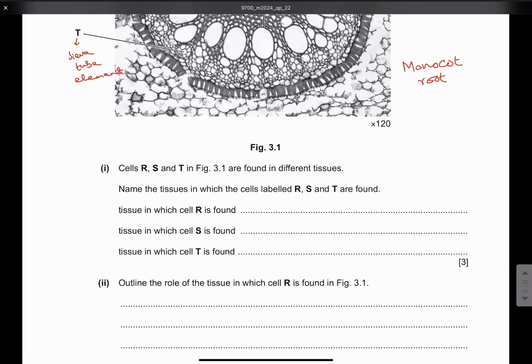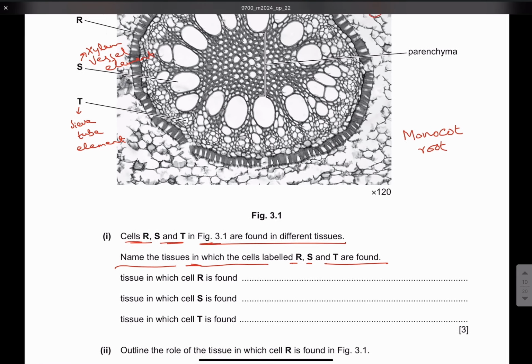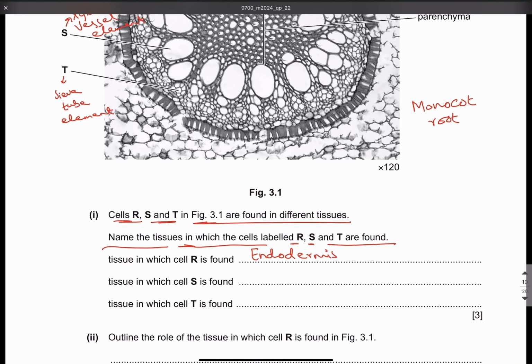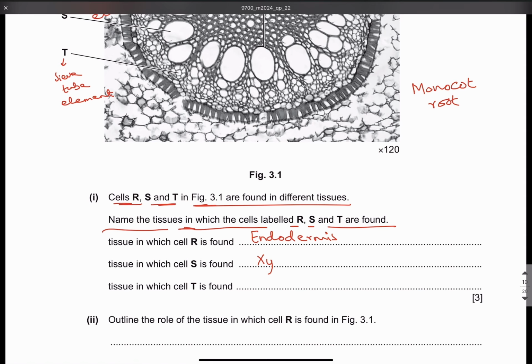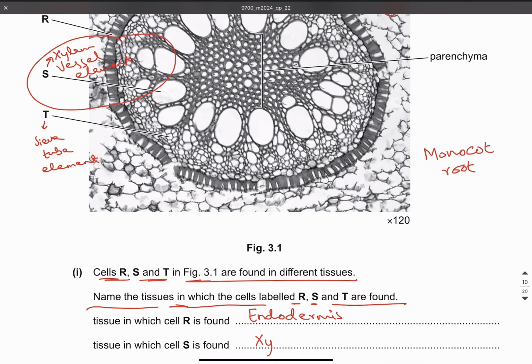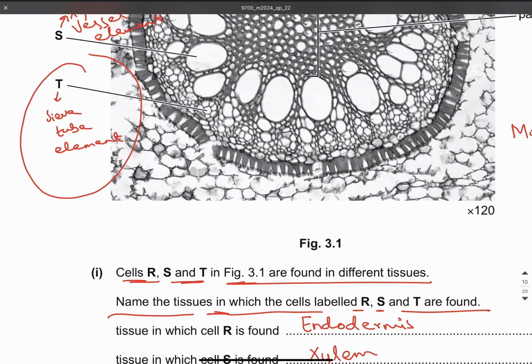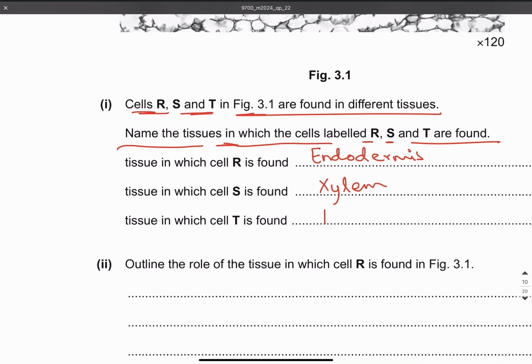Alright. Cells R, S and T in figure 3.1 are found in different tissues. Name the tissues in which the cells labeled R, S and T are found. So tissue in which the cell R is found is the endodermis. The tissue in which cell S is found is the xylem tissue, right? Because S is xylem vessel element. And the tissue in which the cell T is found, T is sieve tube element. Sieve tube element is found in phloem tissue.